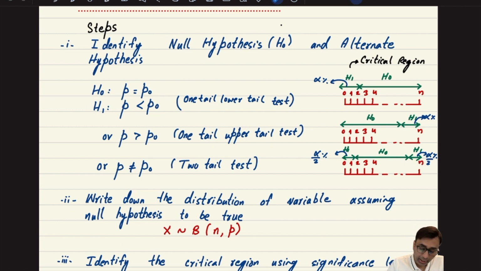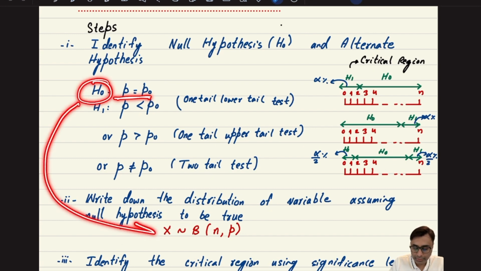After identifying the null and the alternate hypothesis, the next thing you must do is write down the distribution. For every hypothesis test, your way forward is with the assumption that the null hypothesis is true. So with the probability to be P naught, assuming the null hypothesis to be true, you will write down the distribution of the test statistic. So you will write X follows a binomial distribution, where n is the number of trials and p is the probability of success, which you will always pick from the null hypothesis.